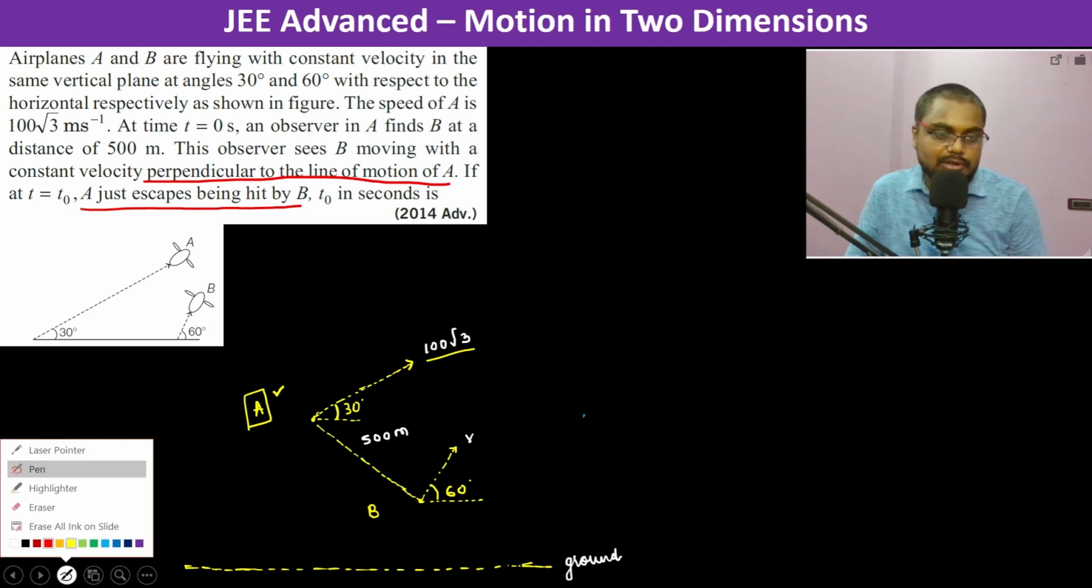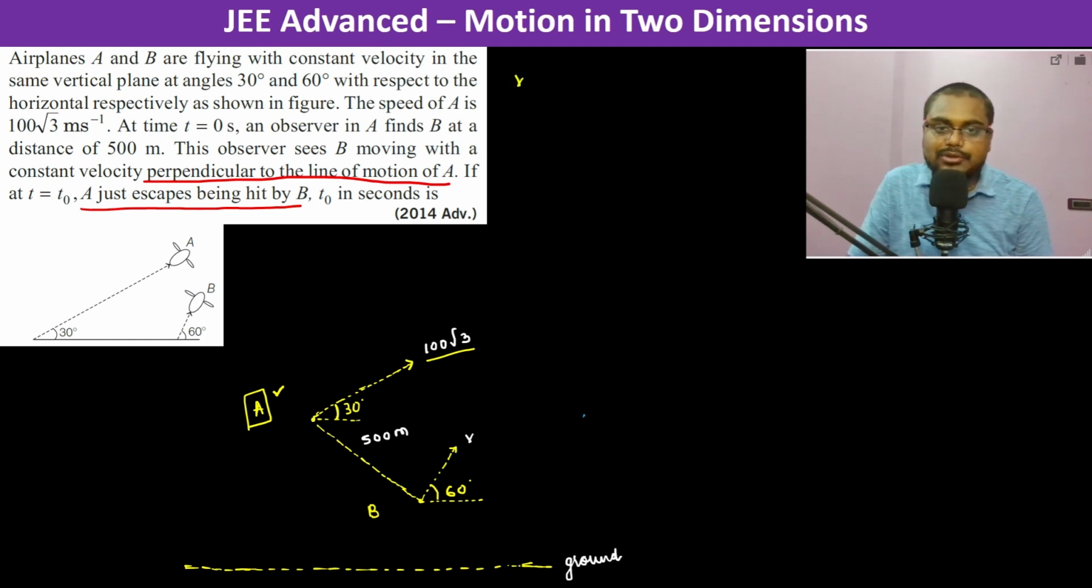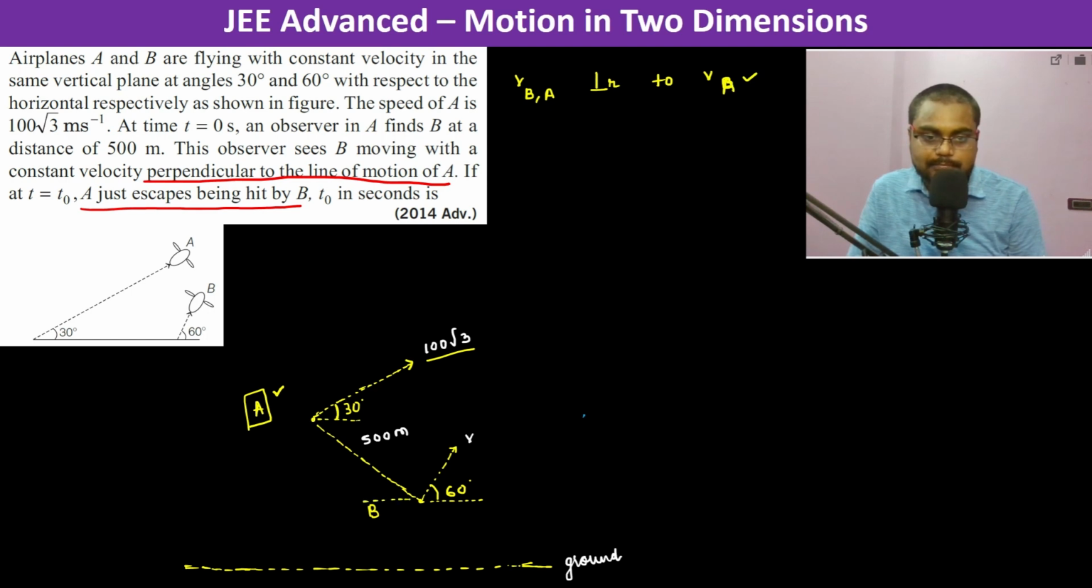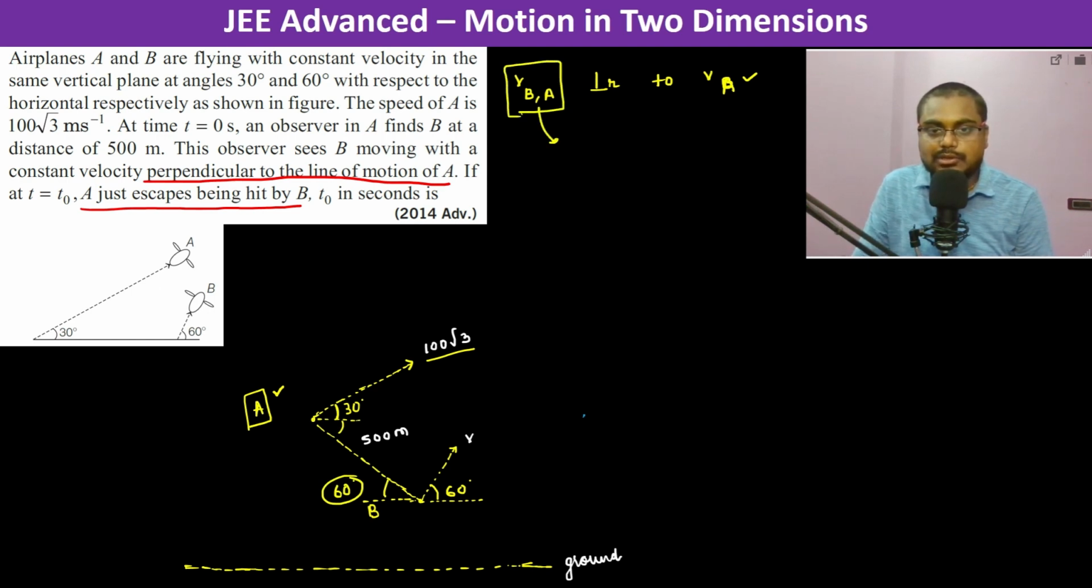So therefore we can see that velocity of B with respect to A is perpendicular to velocity of A. Okay, so if this is 30 degree, this is going to be 60 degree, and therefore this is also going to be 60 degree. So therefore velocity of B with respect to A is going to be in such a manner where the net velocity is going to be at 60 degree.